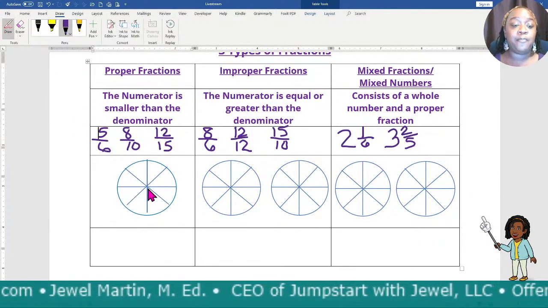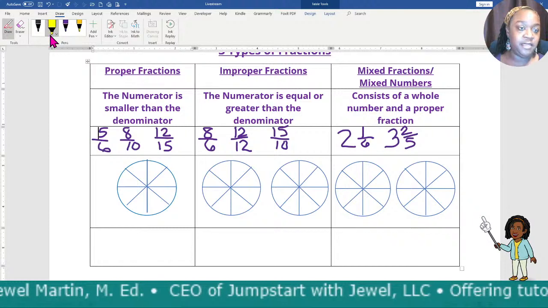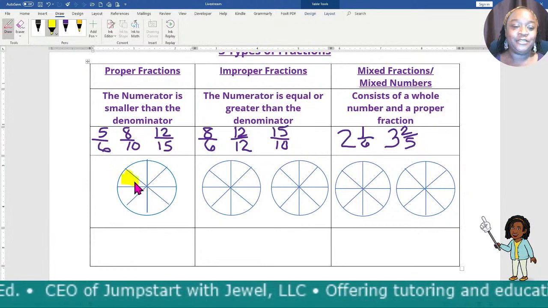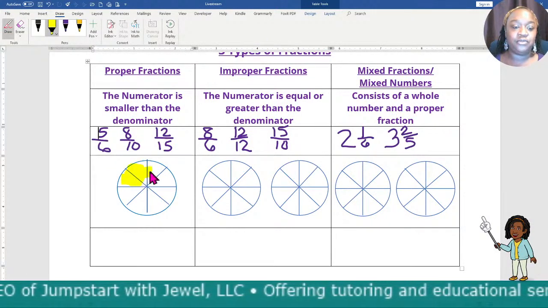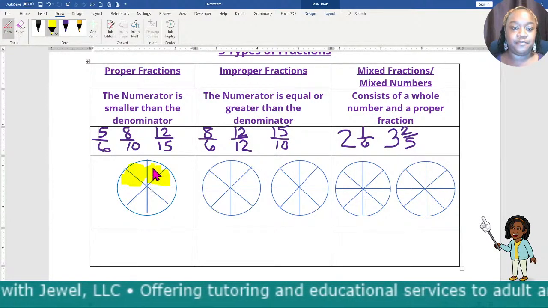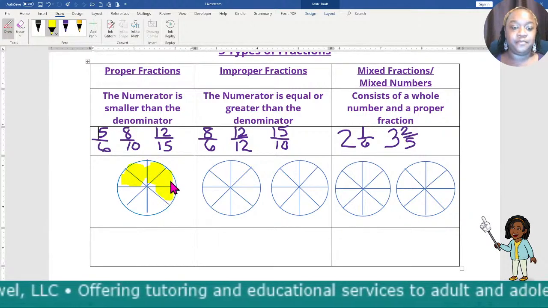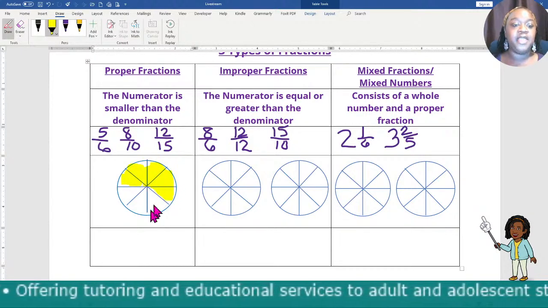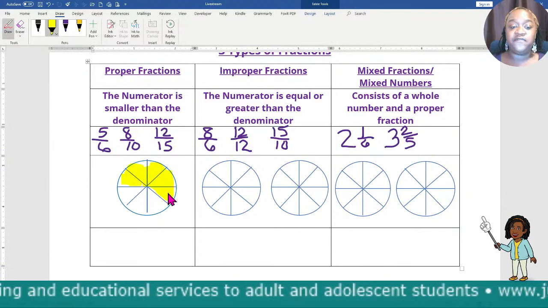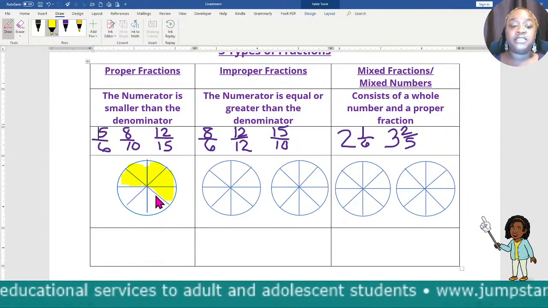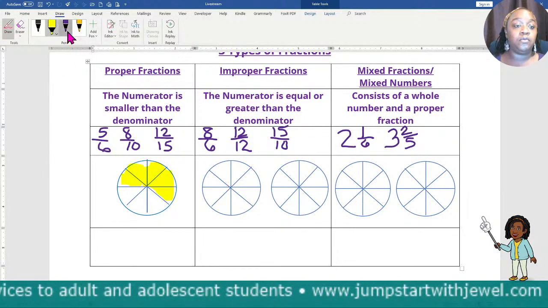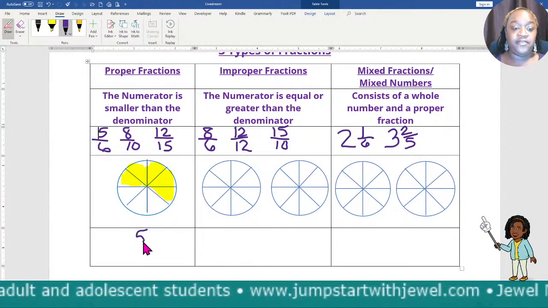So for instance, if I'm going to make this a proper fraction, let me get my little highlighter. Thank you for the hearts. You're so sweet. So we're going to shade these in. 1, 2, 3. I'm going to do 5/8, I think. Okay. So I've shaded that in. I've shaded in 5 parts. 1, 2, 3, 4, 5. And this circle has a total of 8 parts. So this fraction is 5/8.